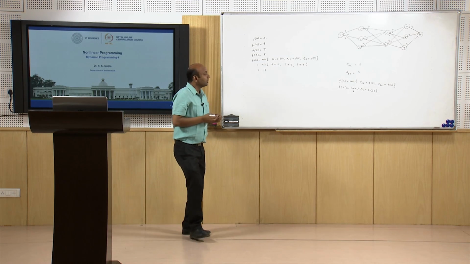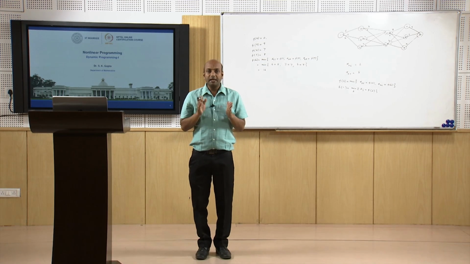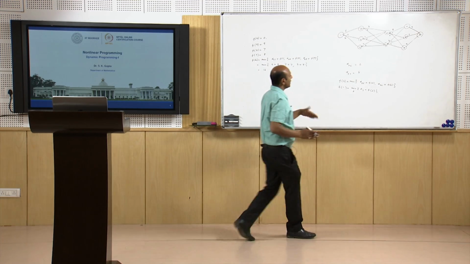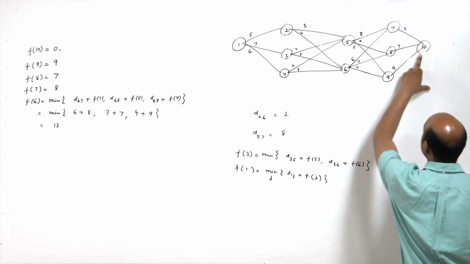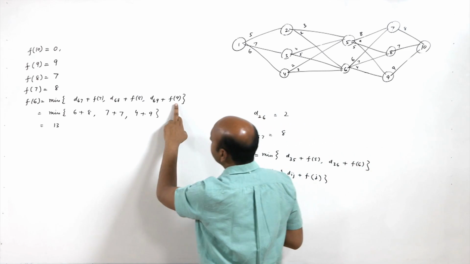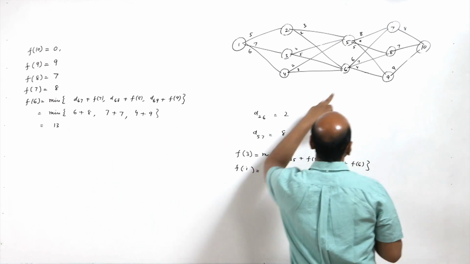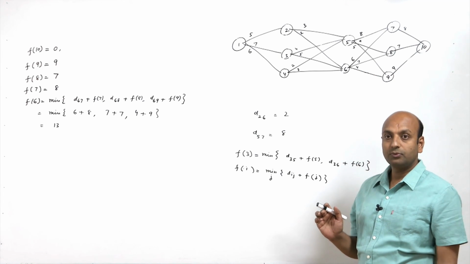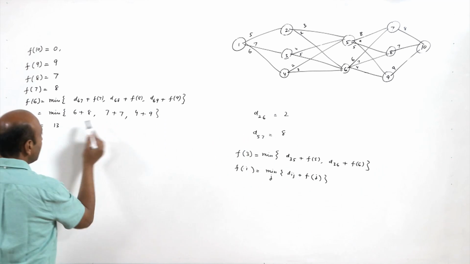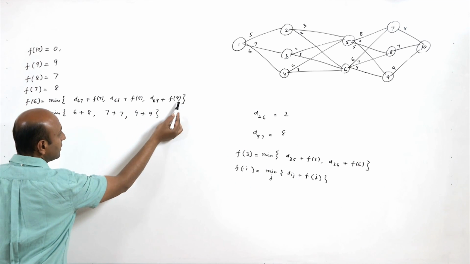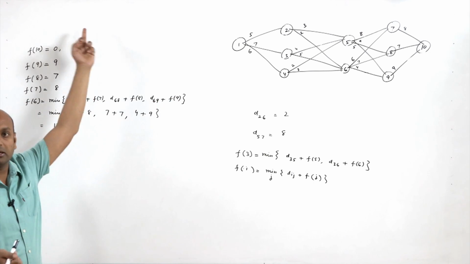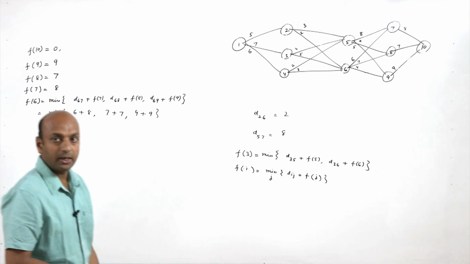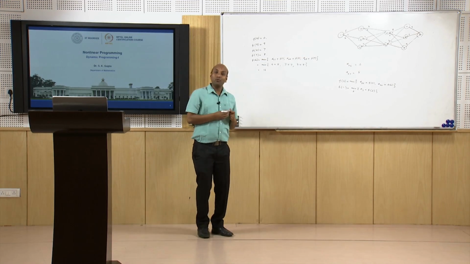So from node 6 to node 10, the minimum path length is 13 units. How can we get 13 from node 6 to node 10? We get 13 from F9, that means 6 is connected to 9 and then 9 to 10, that is 4 plus 9 is 13. But we have to find from node 1 to node 10.